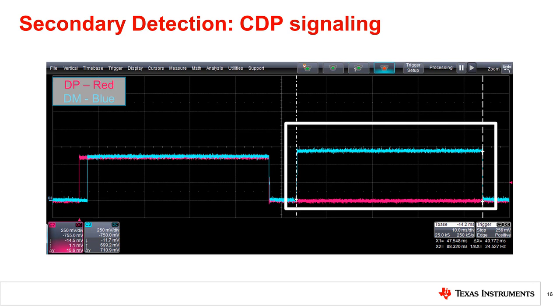In summary, the USB BC 1.2 specification defines straightforward and easily checked signaling between the portable device and the port that discloses how much charging current is available.